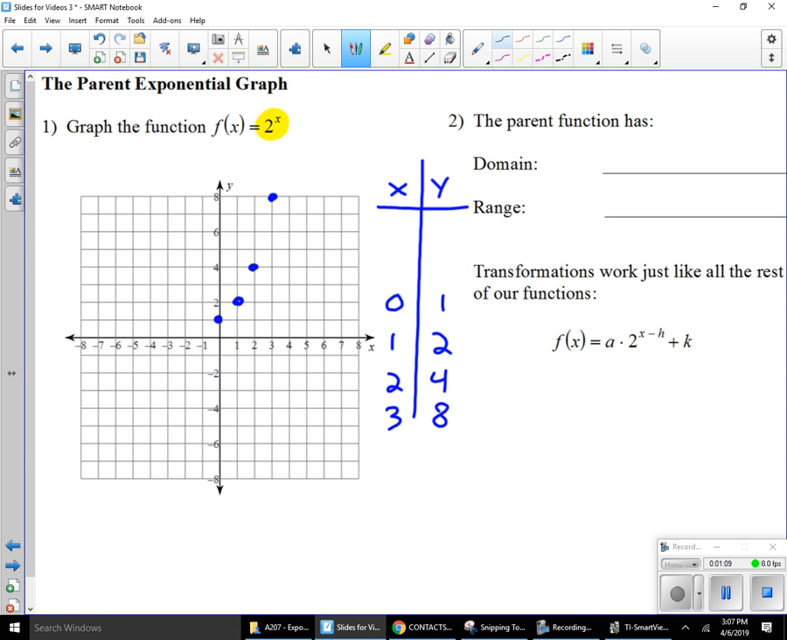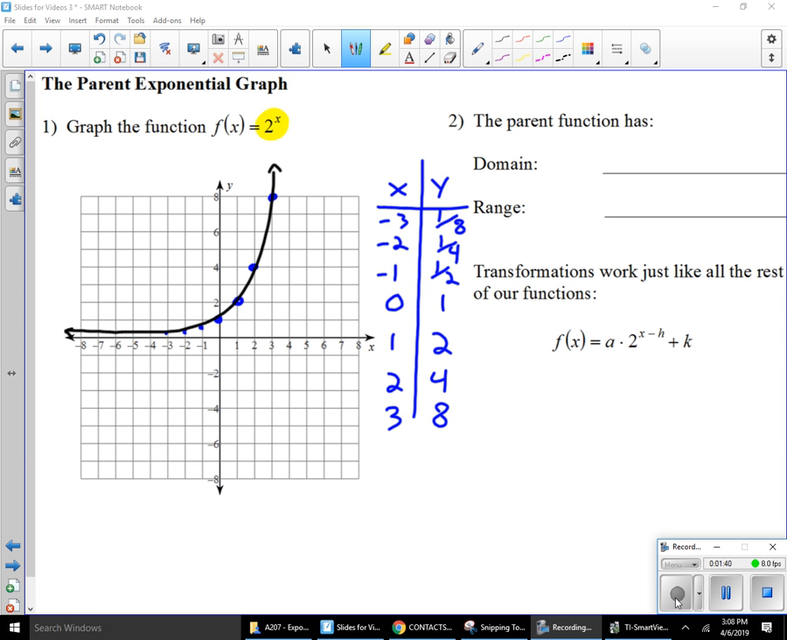If we go the other direction, start looking at negative numbers, remember those negative exponents give us fractions. So 2 to the negative 1 power is 1/2, which is right about there. 2 to the negative 2 power is 1/4. And note that my ability to do this accurately is going to get diminished very quickly. So here we have our parent exponential graph.